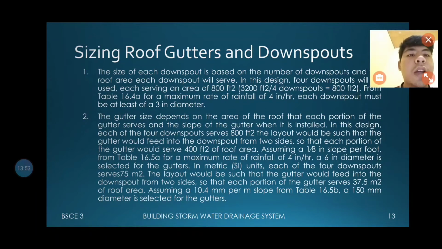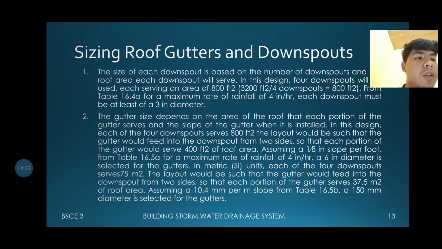Number 2, the gutter size depends on the area of the roof that each portion of the gutter serves and the slopes of the gutter when it is installed. In this design, each of the 4 downspouts serves 800 feet squared. The layout would be such that the gutter would feed into the downspout from 2 sides, so that each portion of the gutter would serve 400 feet squared of roof area.